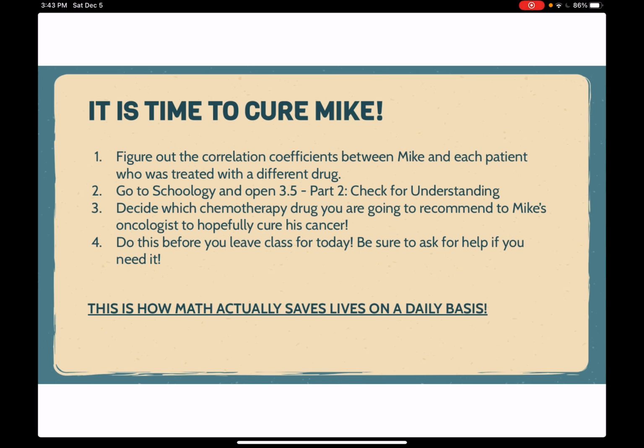Okay, and then you're going to go into Schoology and open up 3.5 Part 2 Check for Understanding, where I ask you which chemotherapy drug you're going to recommend to Mike's oncologist to hopefully help cure his cancer. Remember, you're looking for the patient that has the strongest relationship with Mike. You'll choose the same drug that worked for that patient, which will hopefully also work for Mike. And then just make sure you do that before you leave class today, right? You're not just hopping off right now. I want you to work on this while you still have your sub, either Mrs. Faith or Mr. Freiberger, there to help and answer any questions that you might have. And then once you're all done, let them know, and then you can sign off, okay?